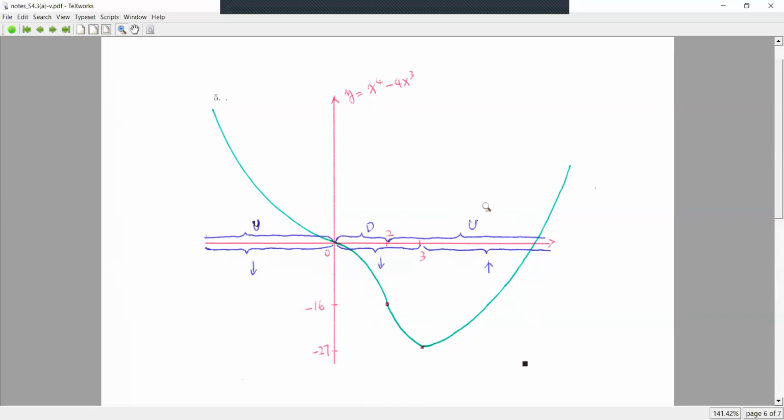You can check whether or not my sketch is accurate by a graphing calculator. You can plot the graph of this function by a graphing calculator and compare to my sketch. They should be very, very close.